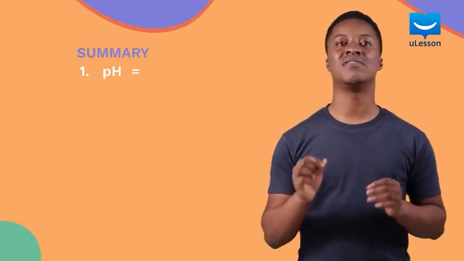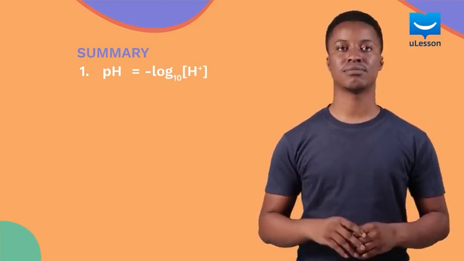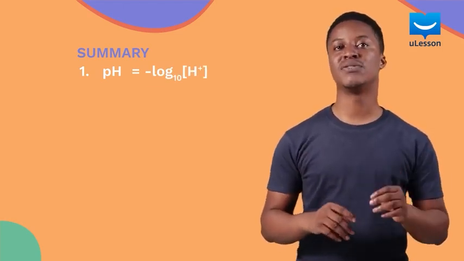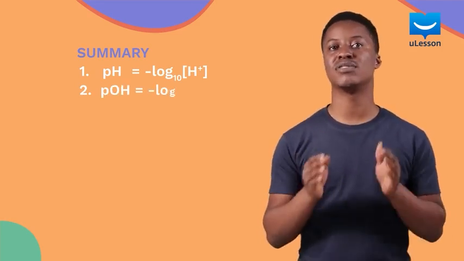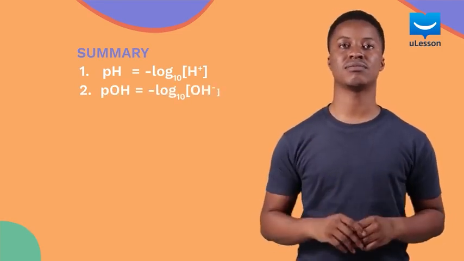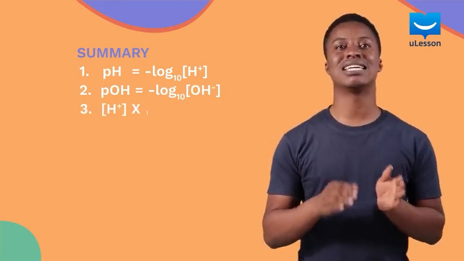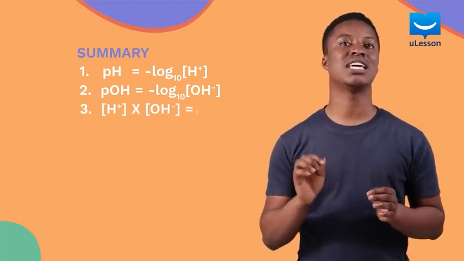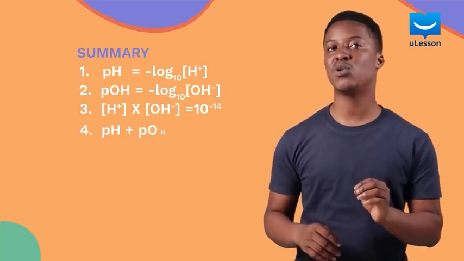The key points you need to remember from this lesson include: the pH of a solution is the negative logarithm of the hydrogen ion concentration of the solution to the base of 10. The pOH of a solution is the negative logarithm of the hydroxide ion concentration of the solution to the base of 10. The product of the hydrogen ion concentration and hydroxide ion concentration is equal to 10 raised to the power minus 14. pH plus pOH equals 14.